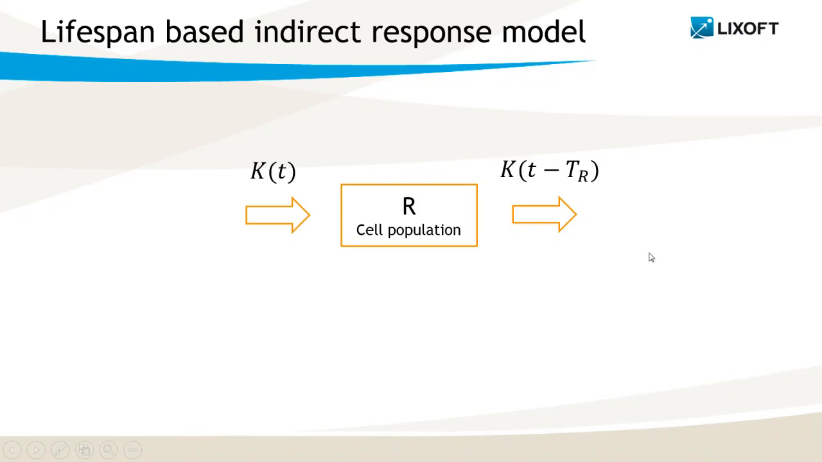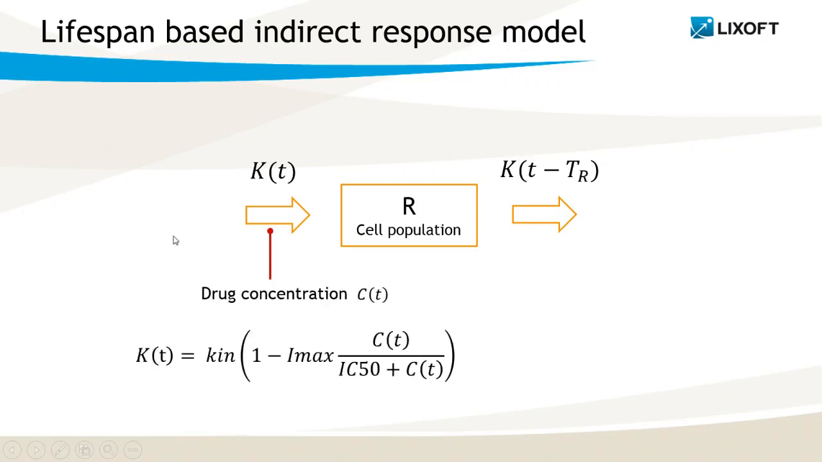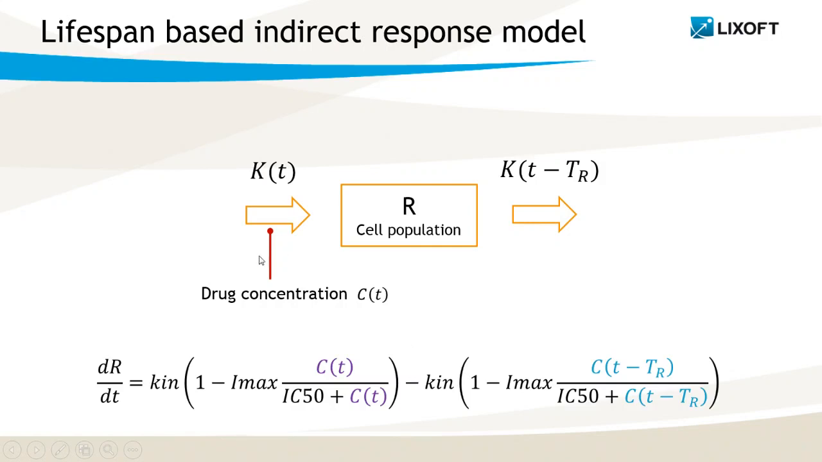In this example, we assume that the drug affects the response via an Imax model on the production rate. The equation for the response is thus the production rate, which depends on the current concentration Cc, minus the degradation rate, which is the same term, except that we use not the current concentration, but the concentration that was present in the system a lifetime before the current time. So the concentration is delayed by a time Tr.